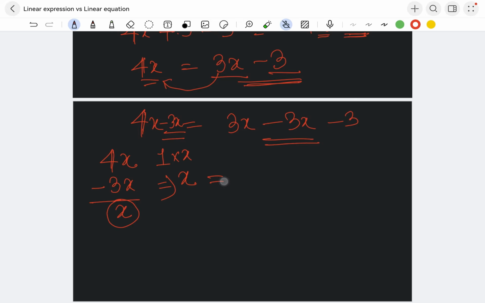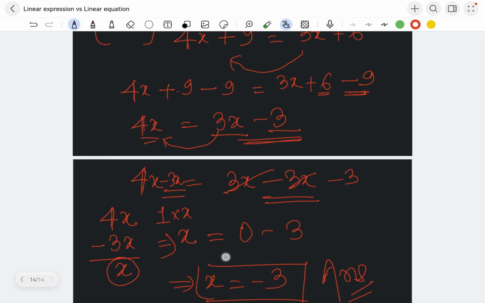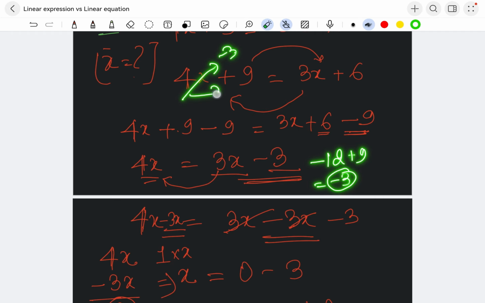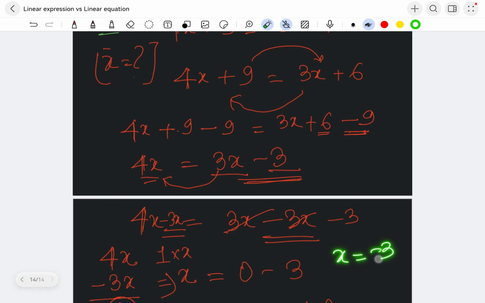So we can write x equals 3x minus 3x becomes 0, minus 3. So x becomes minus 3. X equal to minus 3 is the answer. Now we can check by putting x equal to minus 3. On the left hand side, 4 into minus 3 is minus 12, plus 9 gives minus 3. And on the right side, 3 into minus 3 becomes minus 9, plus 6 gives minus 3. That means x equal to minus 3 is the right answer, because LHS is equal to RHS.